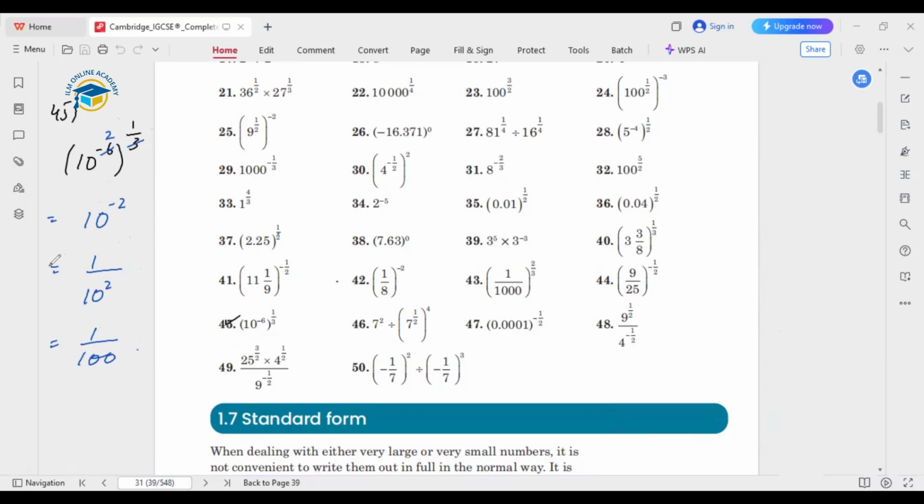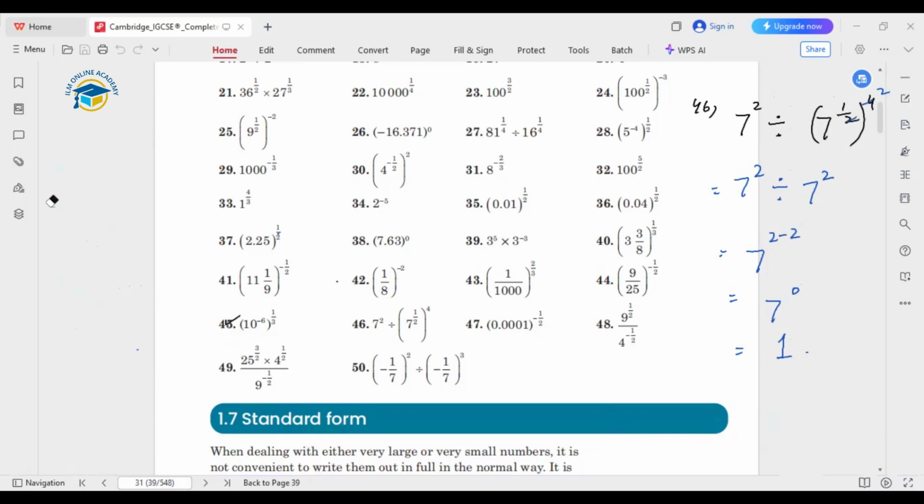Okay, let's go on with these types of questions, when they give some powers in this way. We need to first solve it a bit, and then we will apply the rule. So we have 7 raised to the power 1 by 2 raised to the power 4. Here you can simplify the power, like 2 times 4, so 7 square divided by 7 square. Bases are similar, so powers need to be subtracted, as the division sign is given. So 2 minus 2 will be 0, and any number to the power 0 is simply 1. Okay. This is your 46th part. Let's go on with the 47th.